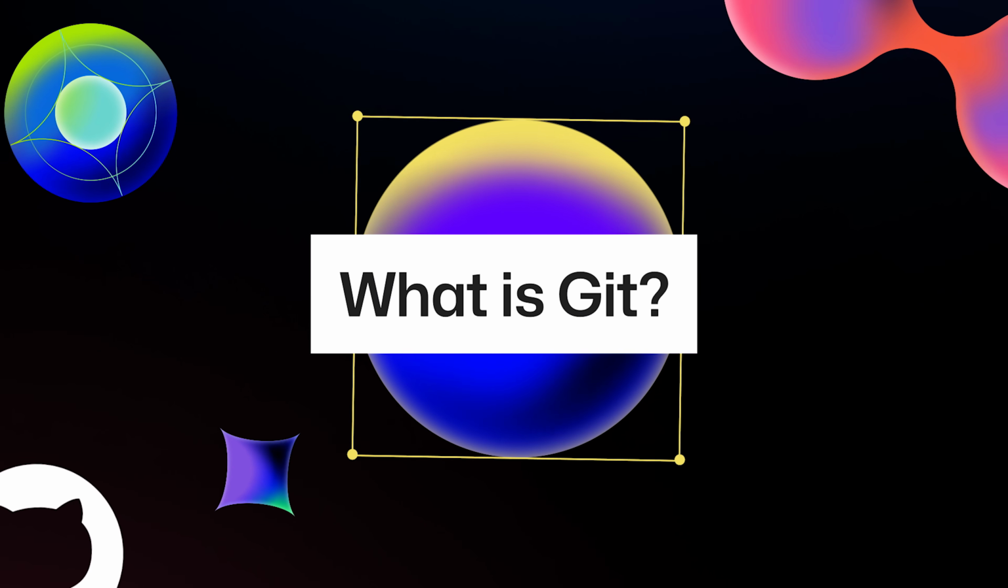Now, what is Git and why do you need to know it? Well, Git is the most widely used version control system in the world. Version control is a system that tracks changes to files over a period of time.